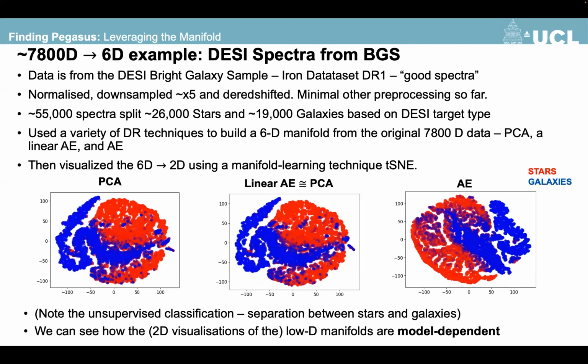So quick aside, the blues are galaxies, the reds are stars. So you can see, as an aside, you get this unsupervised classification that we saw with some other presenters, and that's why people like dimensionality reduction anyway. But the other thing to say is, PCA and the linear autoencoder visually look pretty similar, so the manifolds we've created are pretty similar, but it's different to the autoencoder. It's not just a rotational thing, they're actually different manifolds. So first thing, to reiterate that point, the manifold that we've created is model dependent.